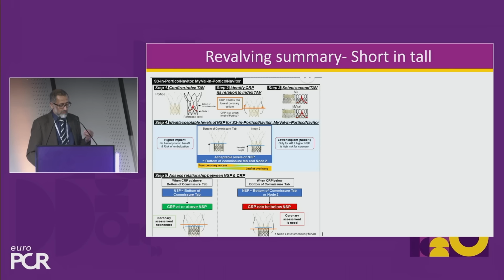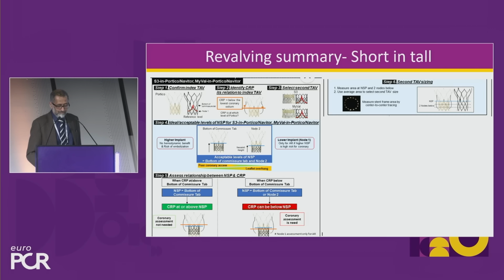So there's the concept of the coronary risk plane, the height of the coronaries, the lowest coronary being most important, and the neoskirt plane, because if I jail the old leaflets out vertically, we know where it's going to be. It's going to be at the bottom of those little silver tabs.